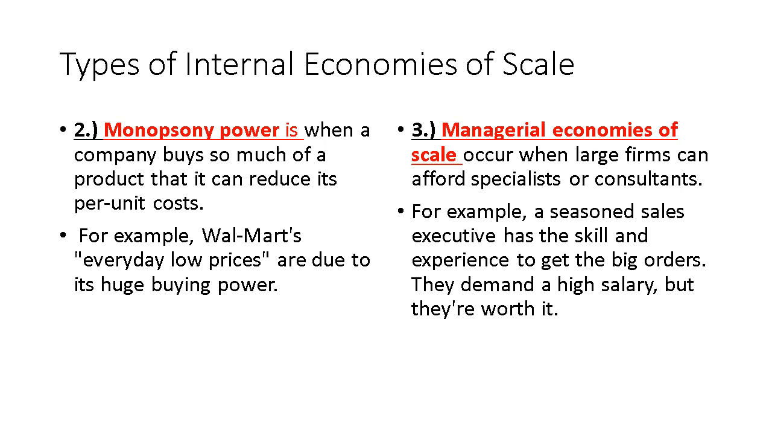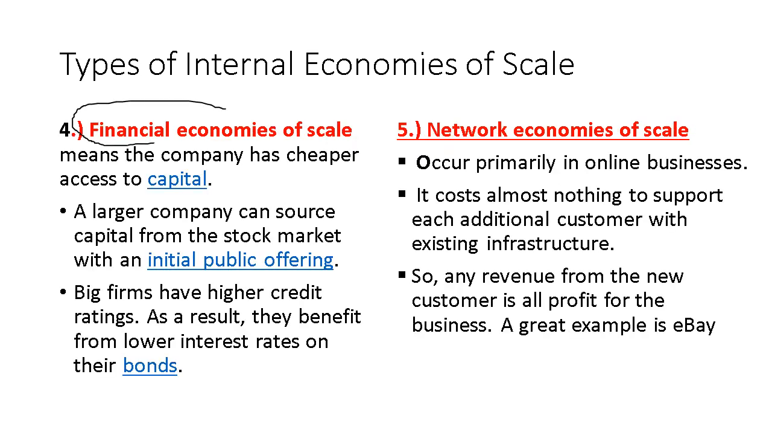Okay, so let's proceed. The next type will be the financial economies of scale. This one is again intrinsic to the company because a company can acquire cheaper access to capital. For example, a larger company can source capital from the stock market with an initial public offering. As well, big firms have a higher credit rating. As a result, they benefit from the lower interest rates that lending institutions extend. An example is their bonds.